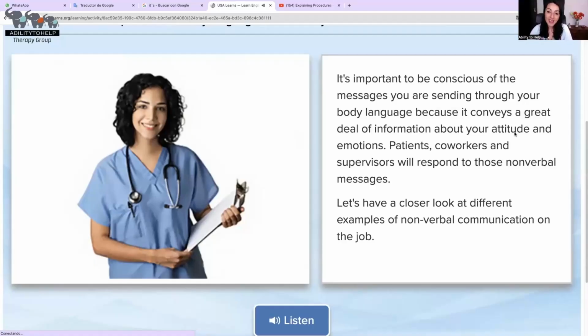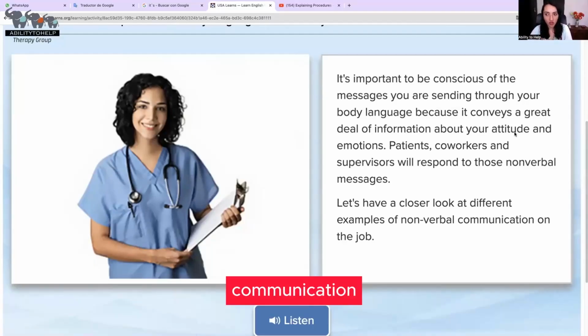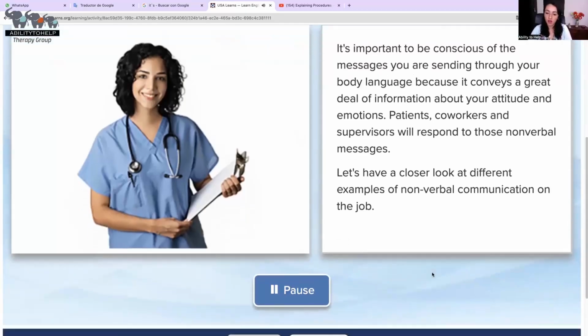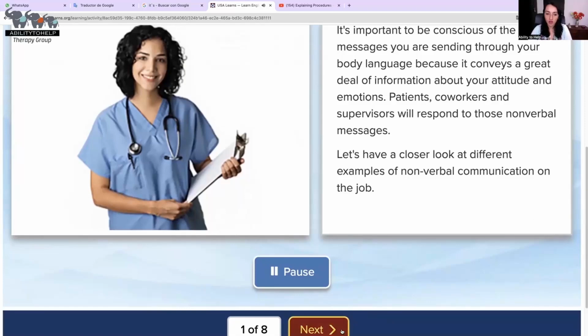Last class we talked about communication. Now we are talking about nonverbal messages. So let's see. It's important to be conscious of the messages you are sending through your body language because it conveys a great deal of information about your attitude and emotions. Patients, coworkers, and supervisors will respond to those nonverbal messages. Let's have a closer look at different examples of nonverbal communication on the job.